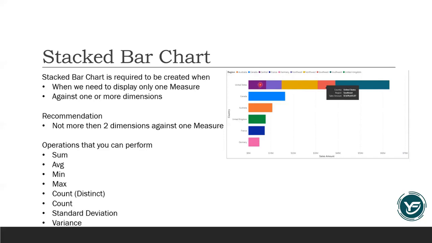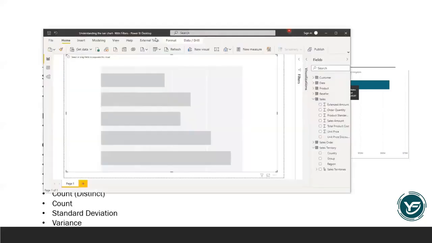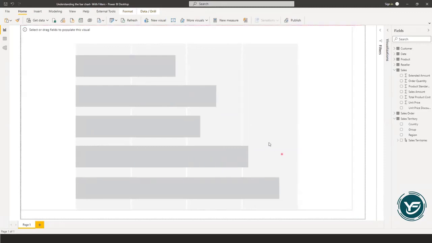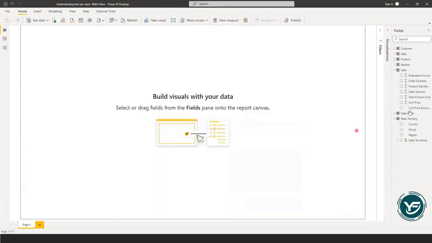So now let's move towards the more practical format, Power BI. Here is my Power BI canvas, and here you will see that I have another visual. This is the stacked bar chart. Let me delete it, and then we will start from scratch. For the starters, I'm going to discuss how you can create a stacked bar chart.